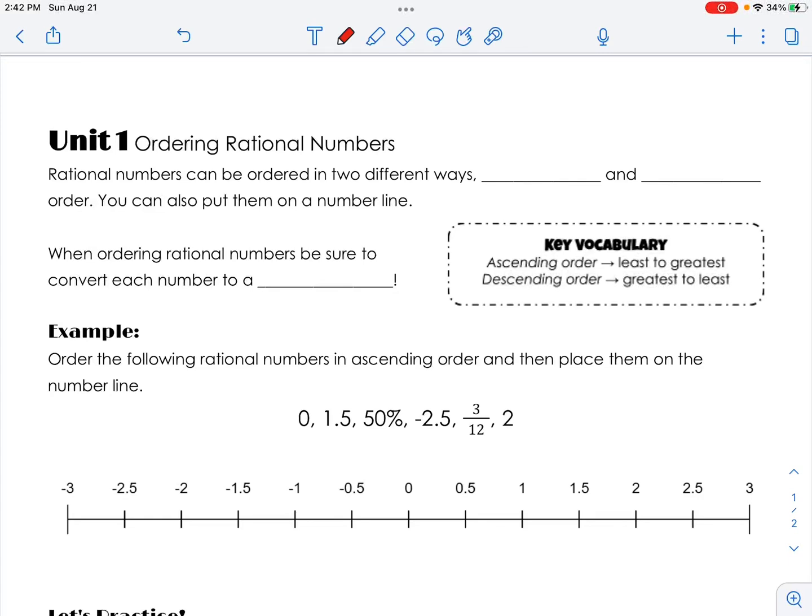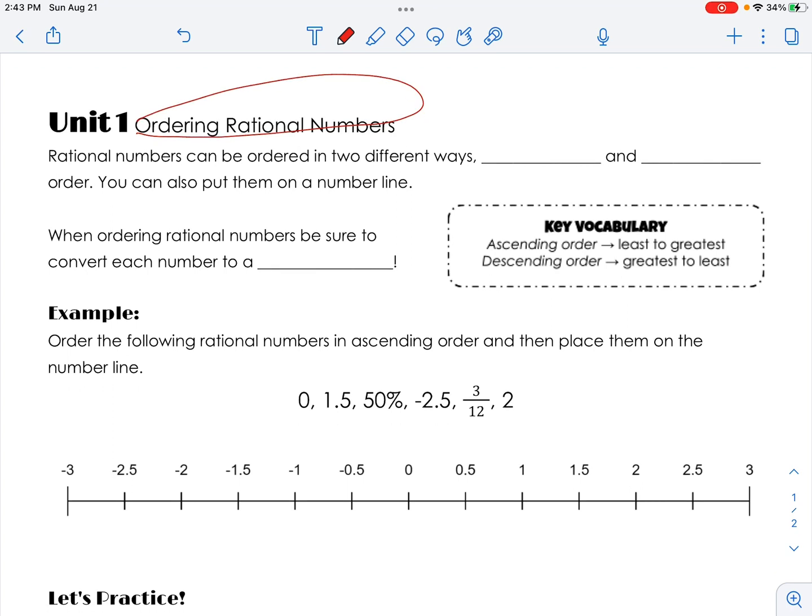We are going to get started on ordering rational numbers. Rational numbers can be ordered in two different ways, in ascending and descending order. You can also put them on a number line to help you.